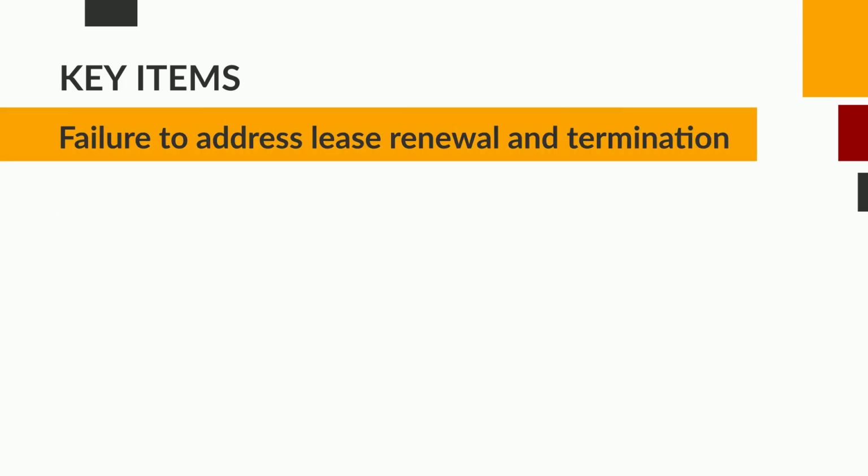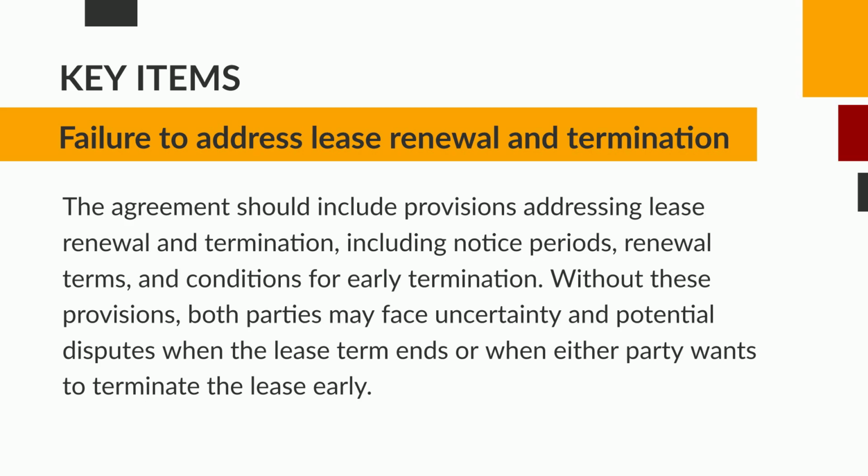Failure to address lease renewal and termination. The agreement should include provisions addressing lease renewal and termination, including notice periods, renewal terms, and conditions for early termination. Without these provisions, both parties may face uncertainty and potential disputes when the lease term ends or when either party wants to terminate the lease early.